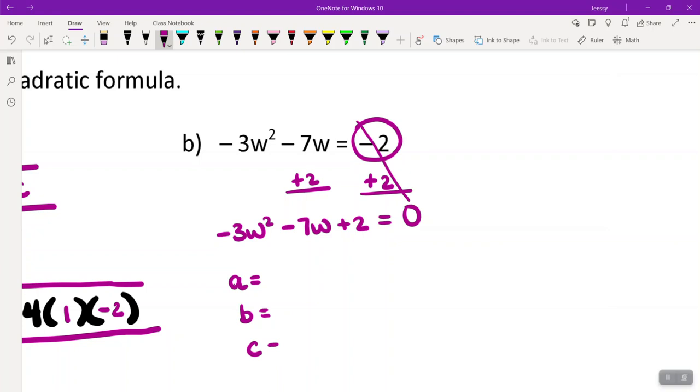So if you can all be really careful with your negative signs, your A value is going to be negative 3, your B is going to be negative 7, and C is going to be a positive 2. Okay. Next, we use the quadratic formula, which is at the top right on your paper.